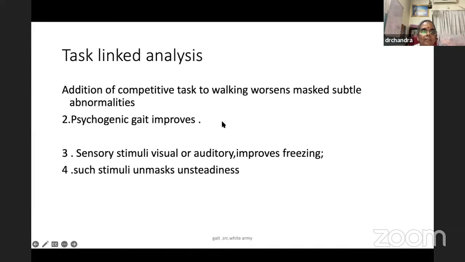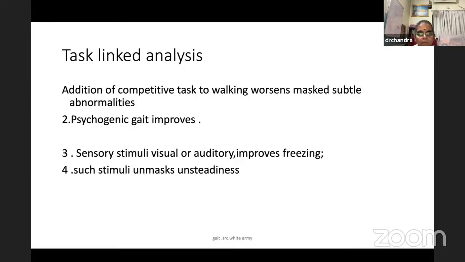And task-linked analysis: addition of a competitive task to walking worsens subtle abnormalities. For example, when the patient is walking, you feel that nothing abnormal is coming out, but the patient says that there is some disequilibrium, then tell him to do mental arithmetic. When he does mental arithmetic and walks, the imbalance will be brought out if it is an organic subtle defect. If it is psychogenic, the gait will improve when distracted, because psychogenic gait is voluntarily generated by the patient. So when you distract him, he cannot concentrate on the gait that he is producing. So his gait will improve.